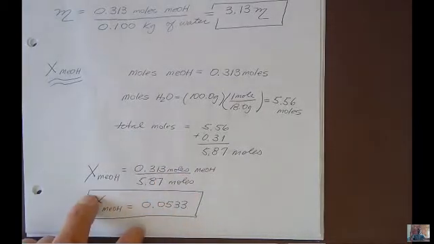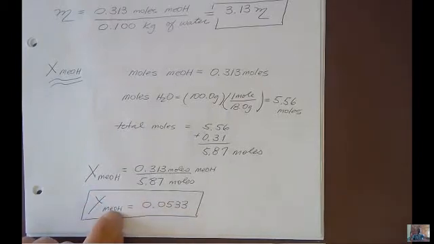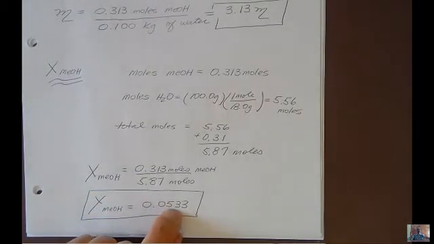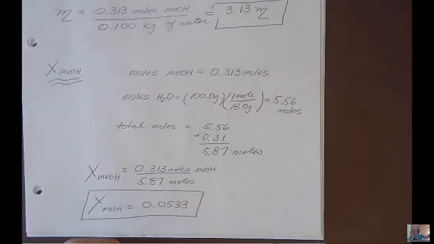That's it. X MeOH, the mole fraction of methanol, is 0.0533. So by moles, it's 5.33% methanol, a little bit less than 95% water, okay? That's if you do it by moles. Moles is directly proportional to the number of molecules as well. Good?